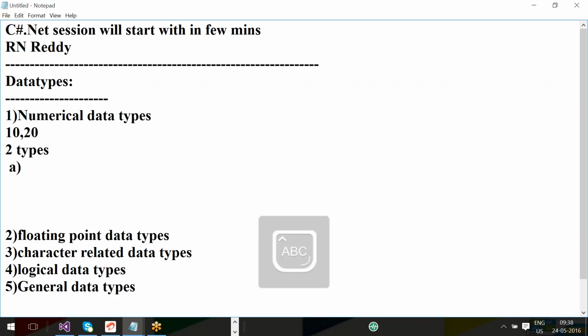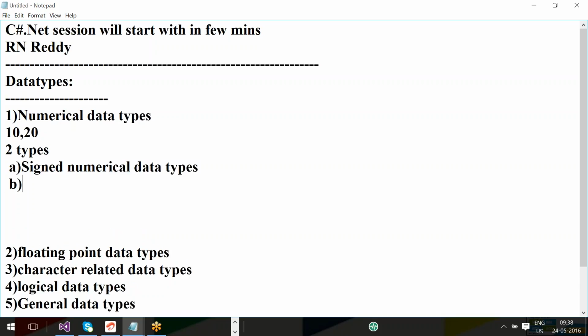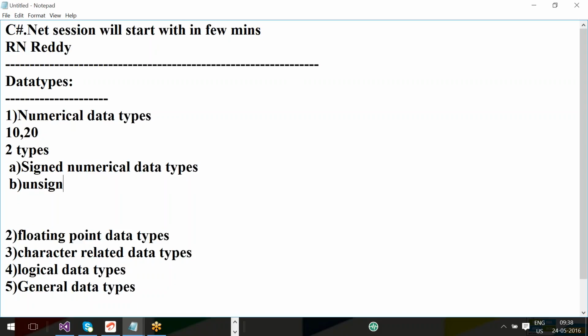Number one, signed numerical data types. Now, Renuka, tell me, what is the second category? Unsigned numerical data types.